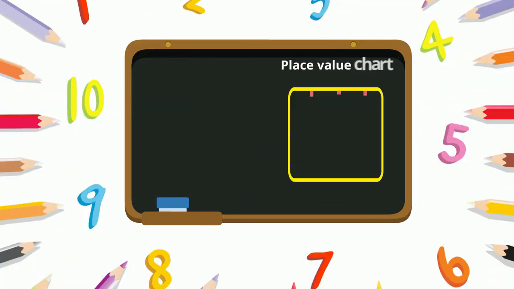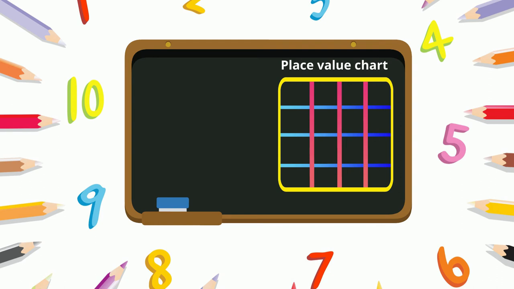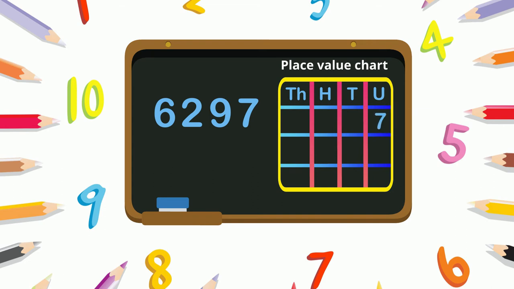Let's use a place value chart to make it easy. Thousands, hundreds, tens, units: 6, 2, 9, 7. Starting with units, we have 7 buttons separately, so we will write 7 under units column. Jars are equal to tens, so we have 9 tens. We will write 9 under tens column. Cartons are equal to hundreds, so it means we have 2 hundreds. Let's write 2 under hundreds column. A stack of cartons represents 1,000, so we have 6 thousands. Let's write 6 under thousands column.